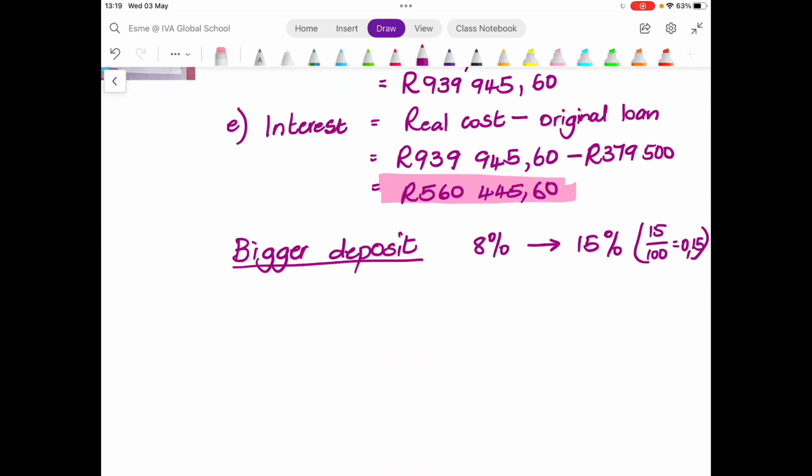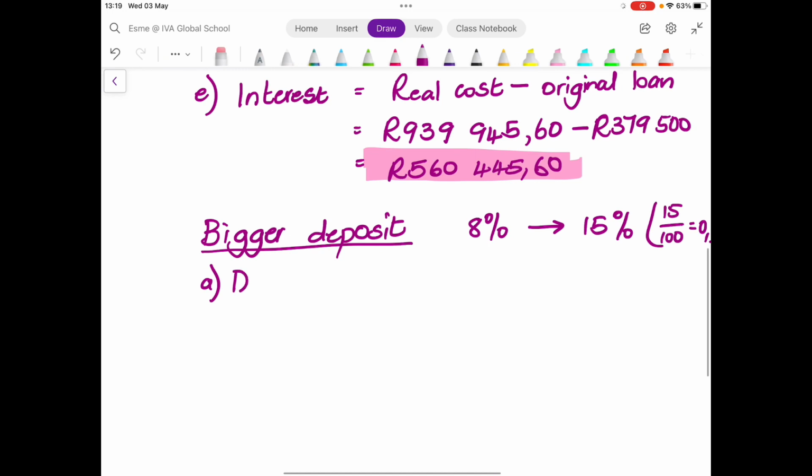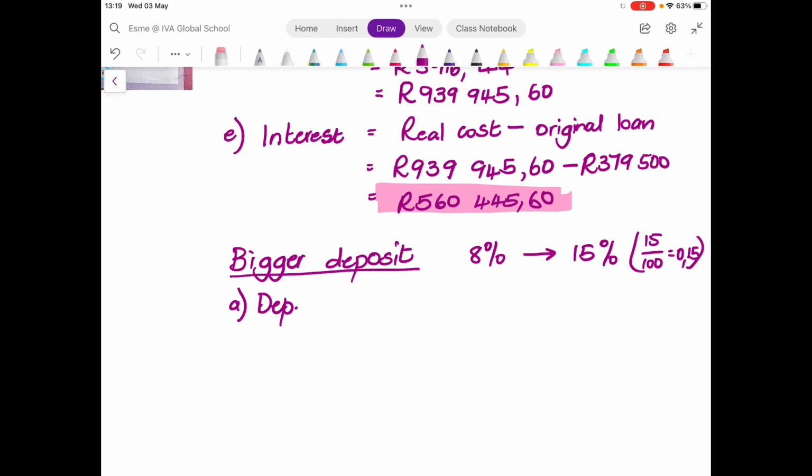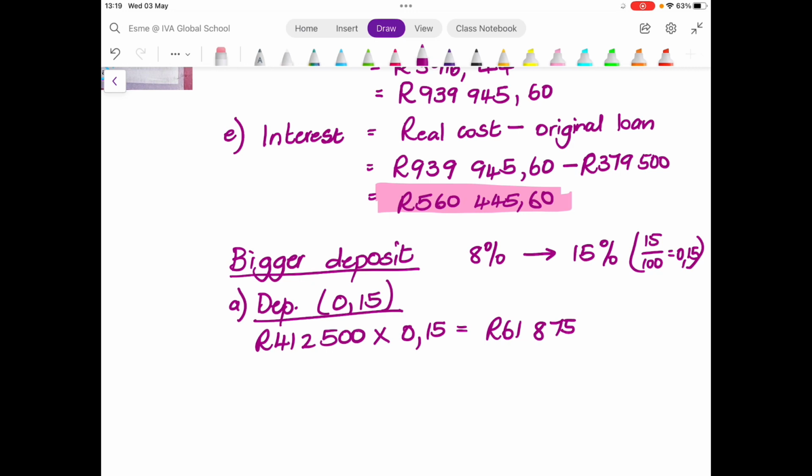So the deposit, and we're still going to use the same loan amount, and this time the deposit is 0.15, and it was 412,500 multiplied by 15%, 0.15, and your deposit is going to be 61,875 Rand exactly.